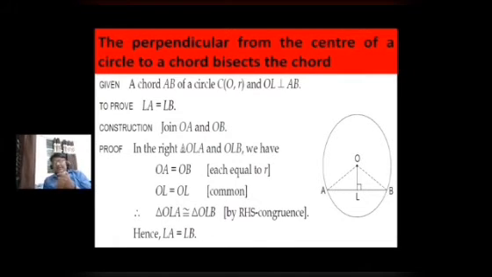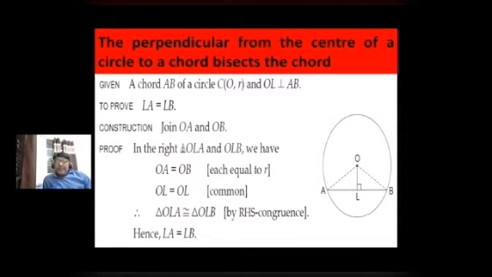Now the next theorem, that is the perpendicular drawn from the center to a chord bisects the chord. That is, in the given figure you might have seen that OL is perpendicular to AB. Now, if OL is perpendicular to AB, you have to prove LA is equal to LB. Now, in construction part, join OA and OB. So, OLA and OLB are two right triangles because OL is perpendicular to AB.